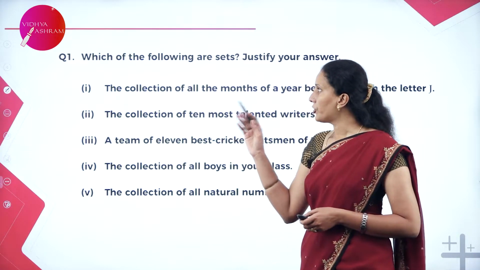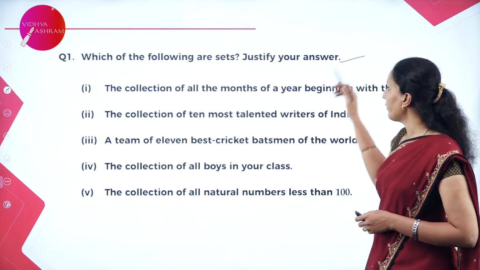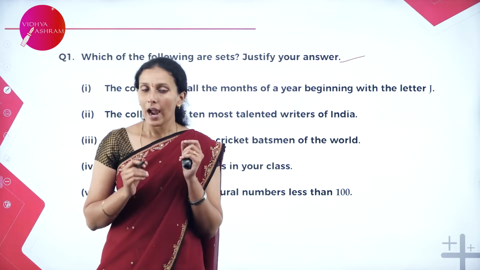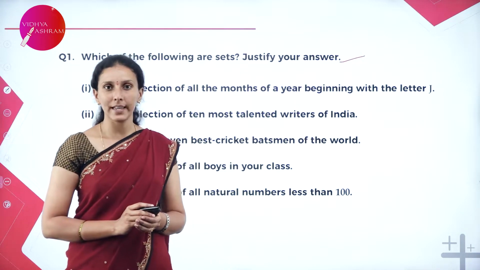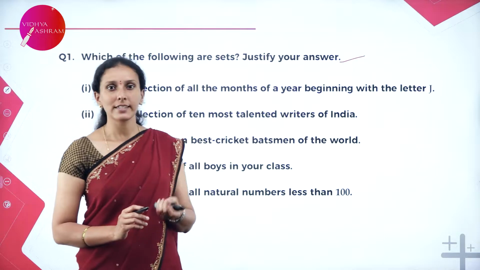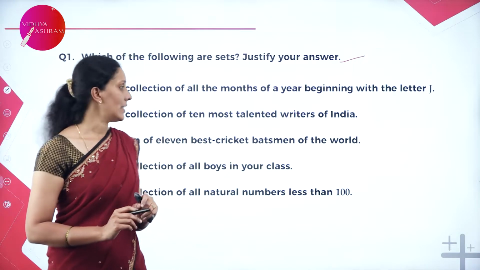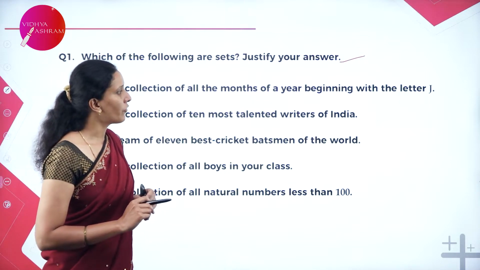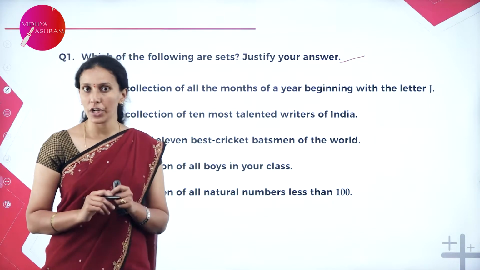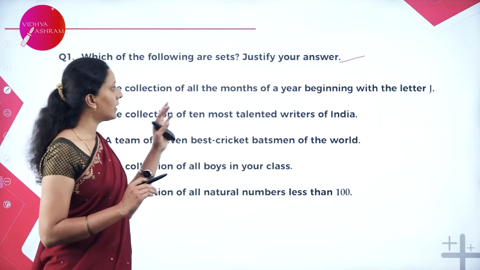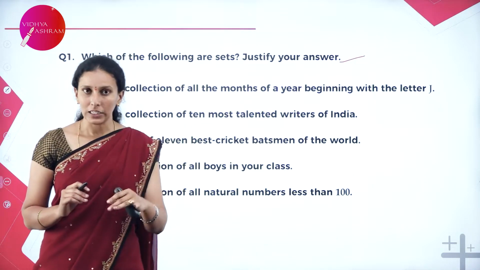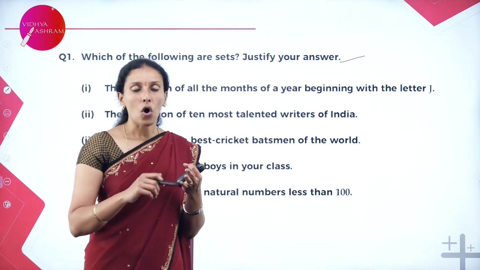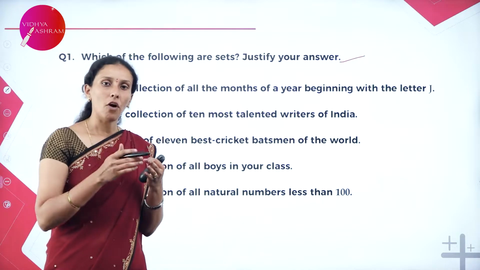Now here, which of the following are sets? Justify your answer. We need to look at the collections and see whether they form a set, and if it is not a set, we need to justify the answer. The very first one is the collection of all the months of a year beginning with the letter J. So we have January, June and July. All these elements form a set.